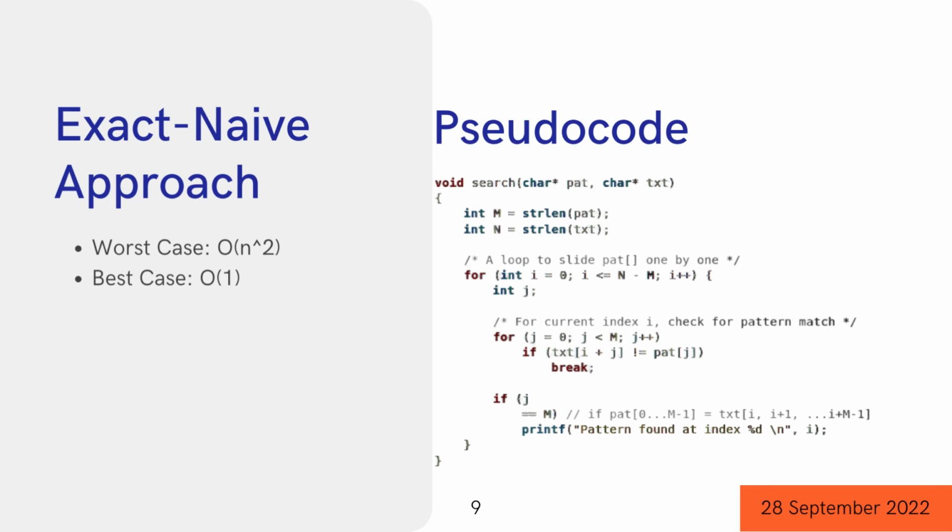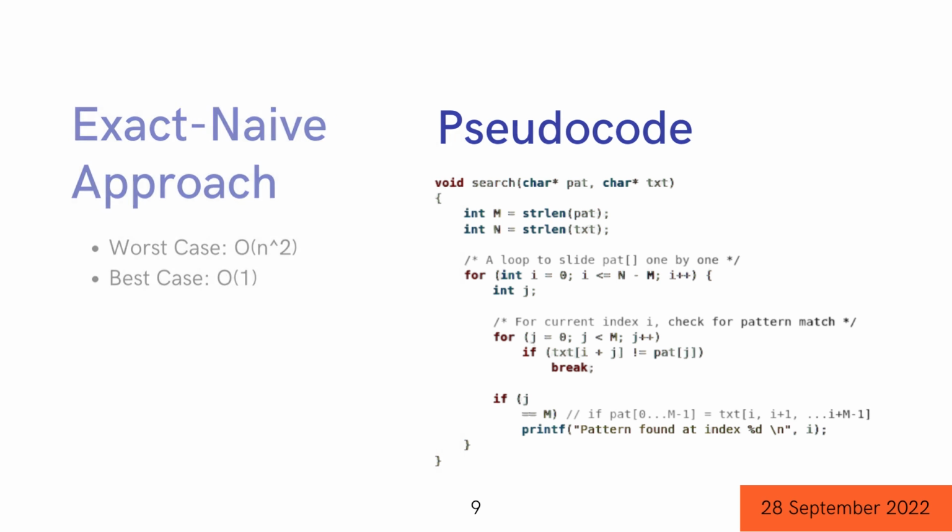The exact naive approach pseudocode is a brute force solution, and it is not a complex one. First we take the lengths of the two strings, and then we check every character through two loops. If there is no mismatch, we break the loop. Here the worst case complexity would be order of n square, and the best case would be order of 1.